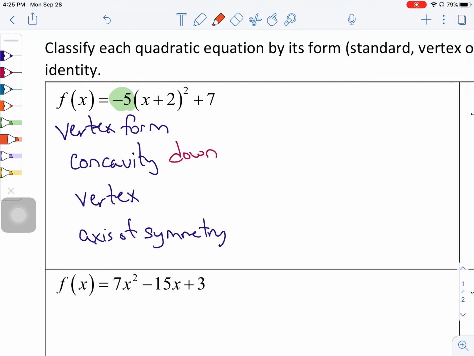The next thing I'm going to look for is the vertex, so we're going to go with the opposite of what's attached to x, and this number at the end, the constant. So the vertex here is going to be (-2, 7). And once we know the vertex, the axis of symmetry is x = -2. So that's that first one. Let's go ahead and slide on over to the next one.